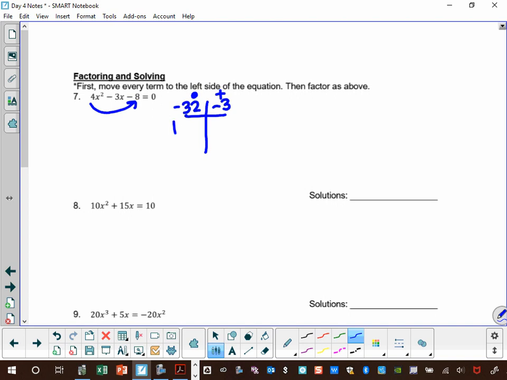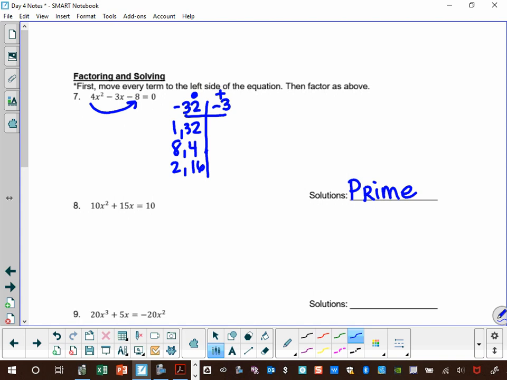I could use like 1 and 12, all right, 1 and 32. 8 and 4. Something else. 2 and 16. Does that work? Yeah, but does anything possibly give me negative 3? No, so my answer is prime. If you do not have any factors, you can't do it. You can't factor without any factors.